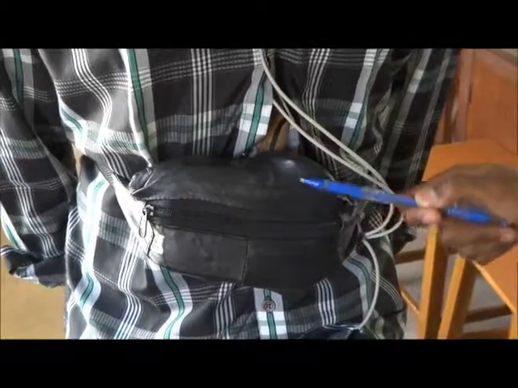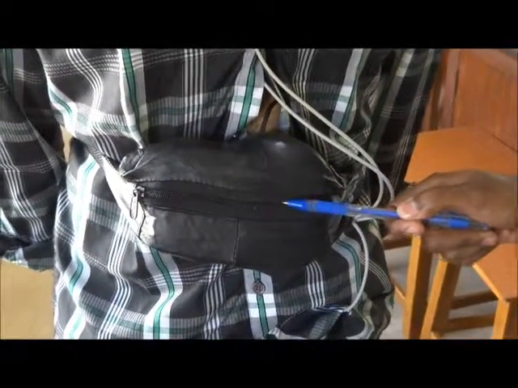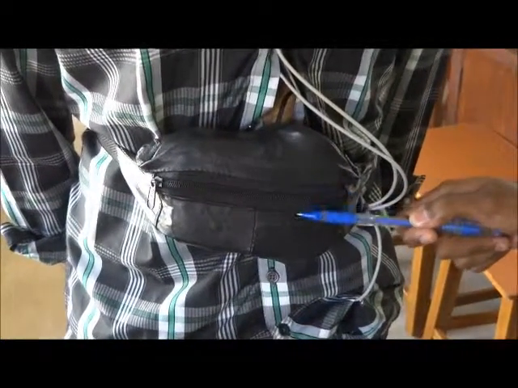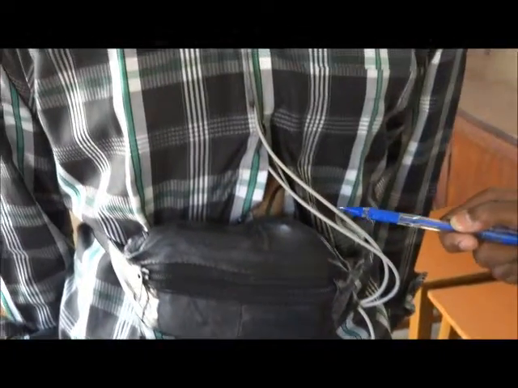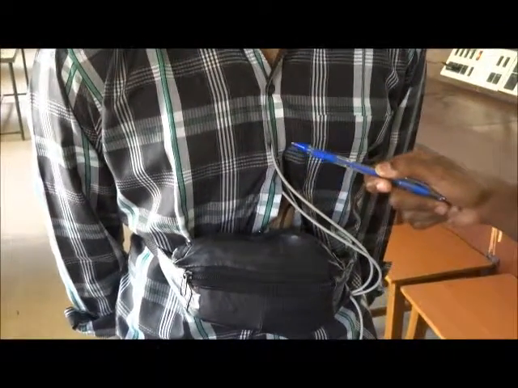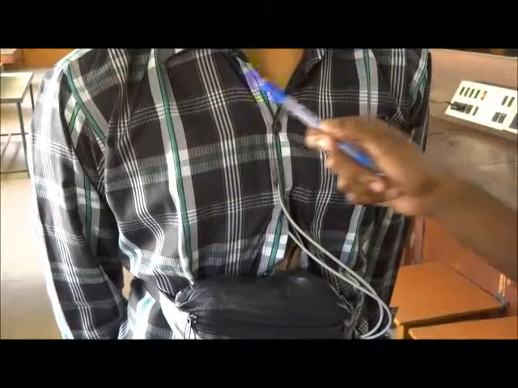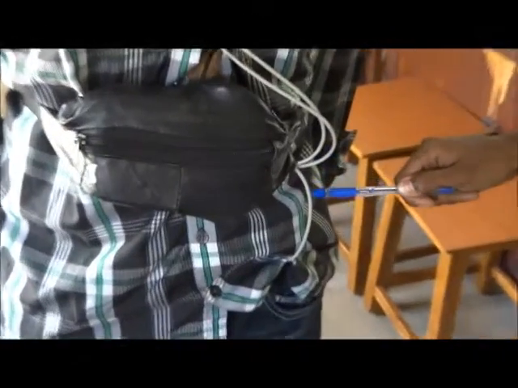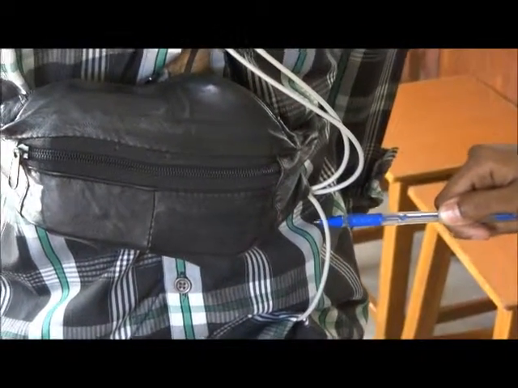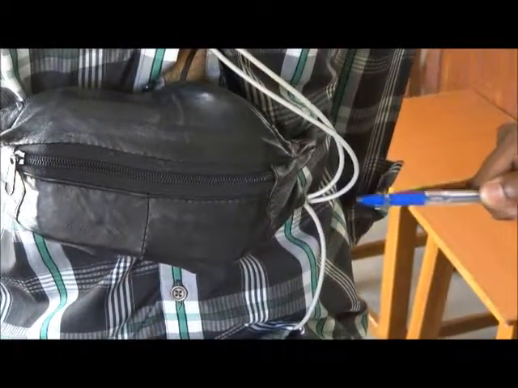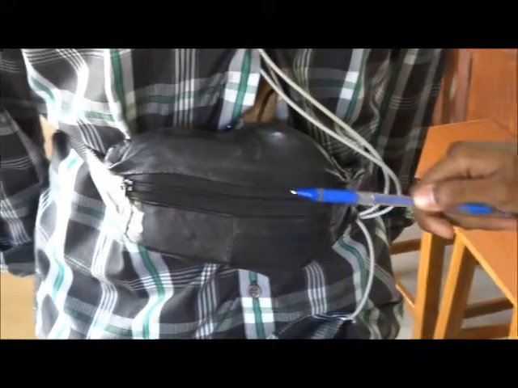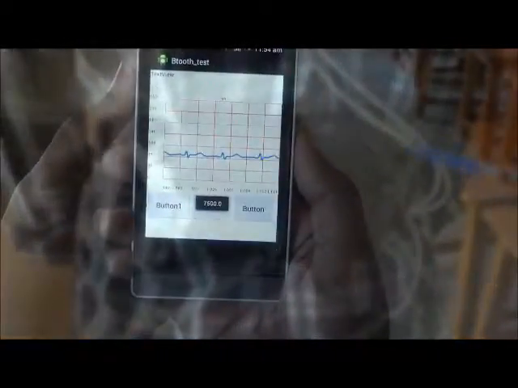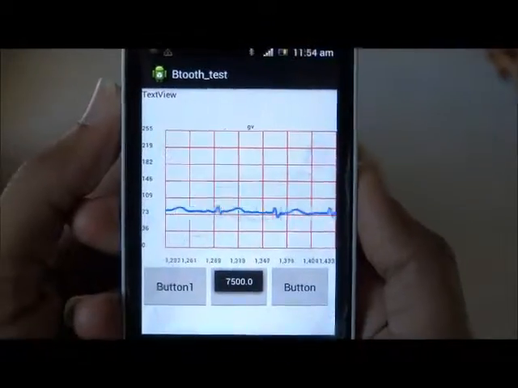Now we shall move into the section which has been consistently missing in most of such systems nowadays, that is the element of portability. As you can see, this bag contains the box about which we had discussed earlier. 3 ECG cables run out from the box to the body of the person, one below the left collarbone, one below the right collarbone, and one below the diaphragm on the left part of his body. This is how we intend to make the system portable.